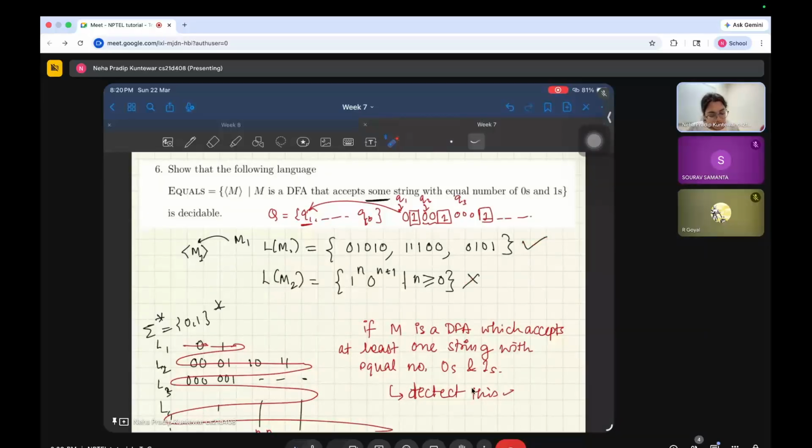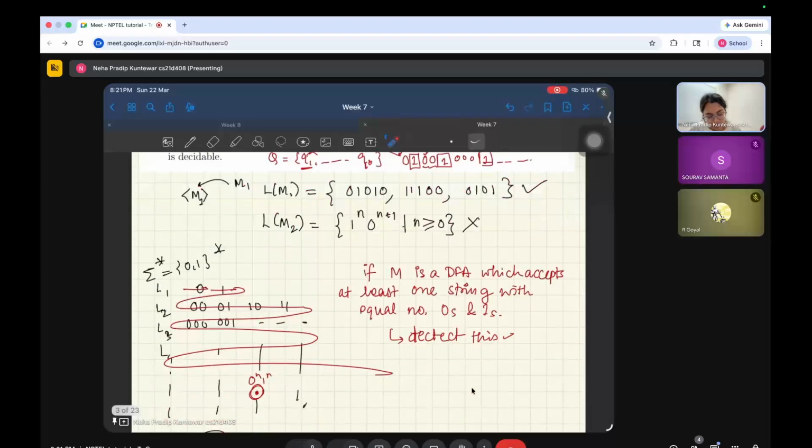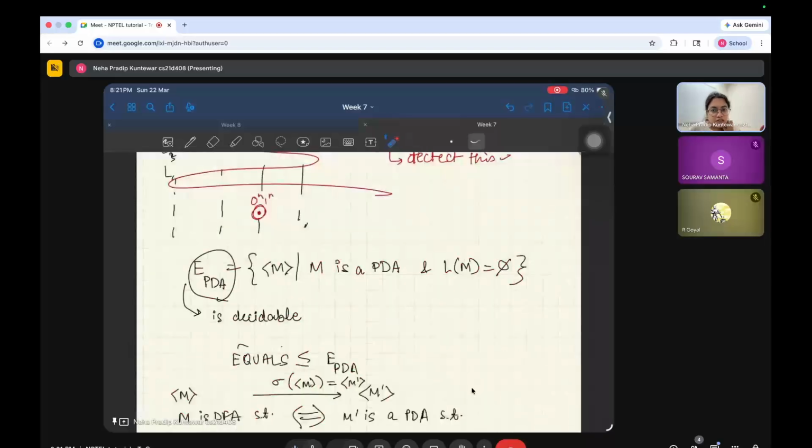This is a non-example. What we want to show is that, given an M which is promised to be a DFA, checking whether it accepts at least one string which has an equal number of zeros and ones is decidable. This is what we wanted to show, and the way we did that was through reductions.